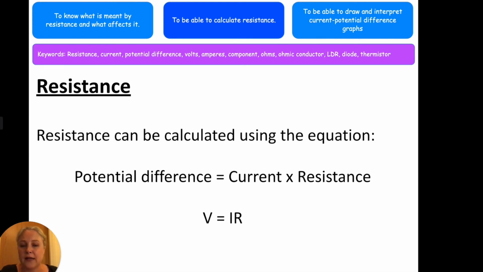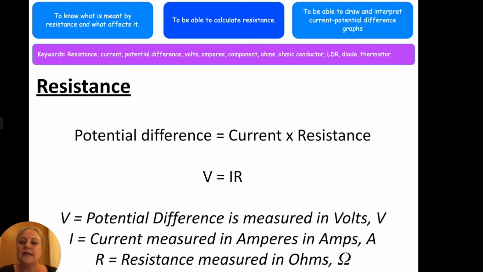So how do you calculate resistance? We're going to use an equation called brr. So potential difference equals current times resistance. V is the symbol for potential difference, I is the symbol for current, and R is the symbol for resistance. Potential difference is measured in volts, current is measured in amps, and resistance is measured in ohms.